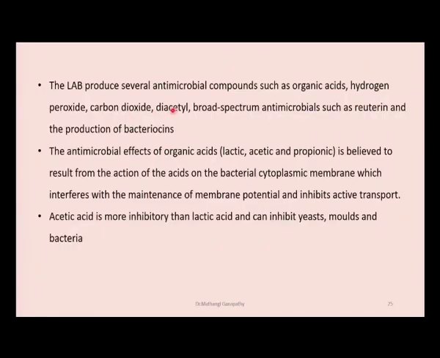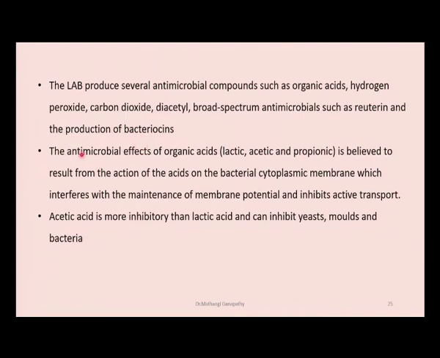The lactic acid bacteria generally produce several antimicrobial compounds such as organic acids, hydrogen peroxide, carbon dioxide, diacetyl, and also broad spectrum antimicrobials such as reuterin and the production of bacteriocins. So, these antimicrobial compounds also give further protection to the food.